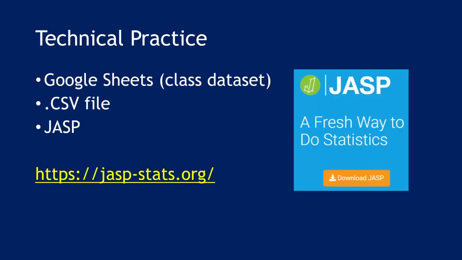We'll also begin to do some technical practice. A lot of our basic calculations and analysis will start on Google Sheets. We'll look at that by looking at the class data set from 2019. We'll download it as a CSV file. We'll talk about what that is. And then we'll load that file into JASP, which is a free software for statistical analysis. If you have not installed JASP, please follow this link to download the software and install it.